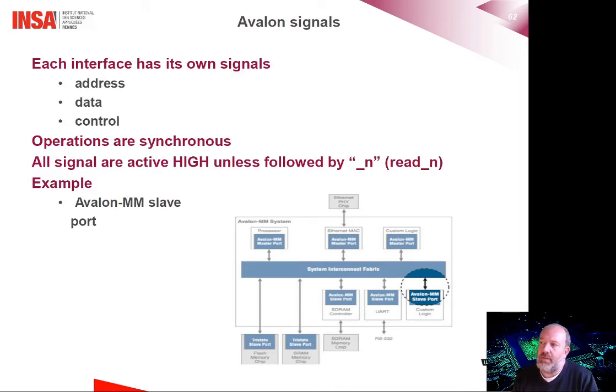Now we're going to study the Avalon interfaces in detail. Each interface has its own signals that come in three types: the address signals, data signals, and control signals. All operations that are performed on the bus are synchronous. Usually all signals are active high, unless the name is followed by _n, which means that they are active low. For example, read_n means that this signal is going to be active at 0. We give here the example of the Avalon memory slave port.